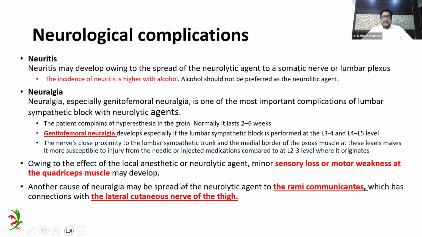And sensory loss or motor weakness at the quadriceps muscle because of the local anesthetic or neurolytic agent is one of the side effects. If your needle is a little lateral and it is going in the psoas muscle and blocking the lumbar plexus. Another cause of neuralgia may be the spread of the neurolytic agent or local anesthetic to the rami communicans, which connects to the lateral cutaneous nerve of the thigh. So this is another thing which you should remember.